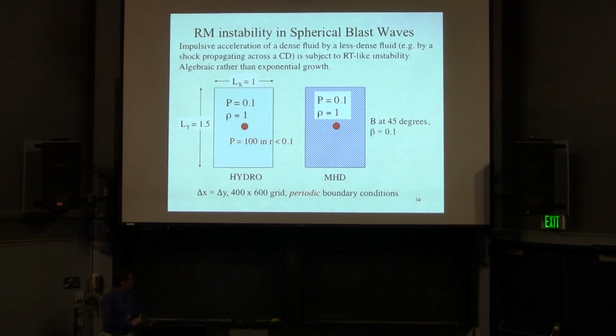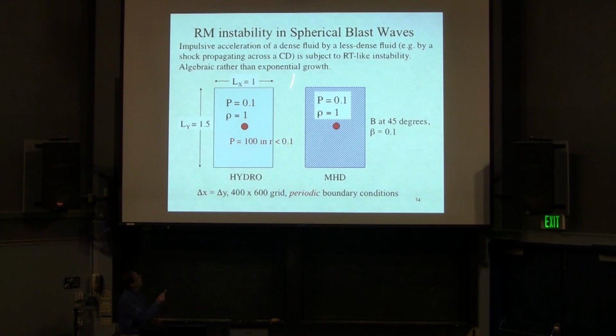And then to show shocks in MHD, let's do the Richtmyer-Meshkov instability. We'll do spherical blast waves. Again, there's no analytic solution to this. There's no known solution to compare to. You're just doing this to make sure things are stable and that the solutions are sensible.